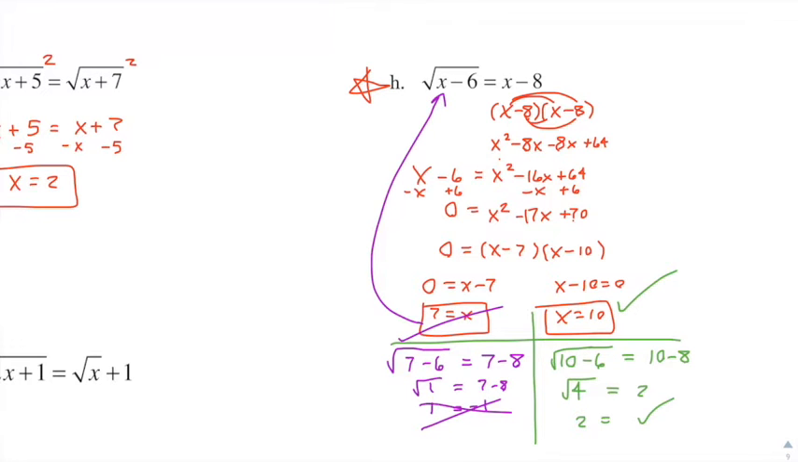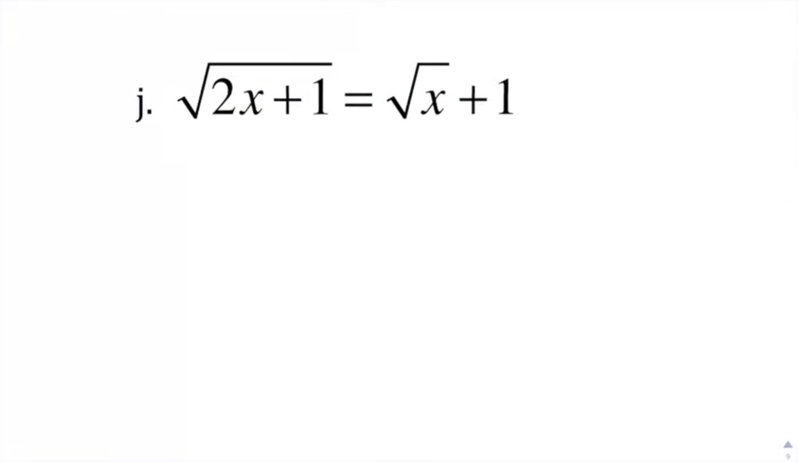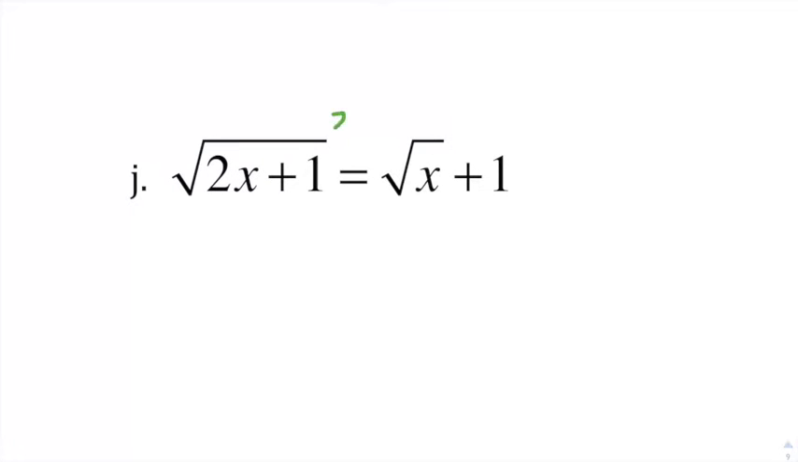So that is that. All right, now this last problem here, J, this is probably the most challenging type of problem that you can get. When you do square both sides, it's like that last one, where since you've got two things over here, it's actually a FOIL problem.